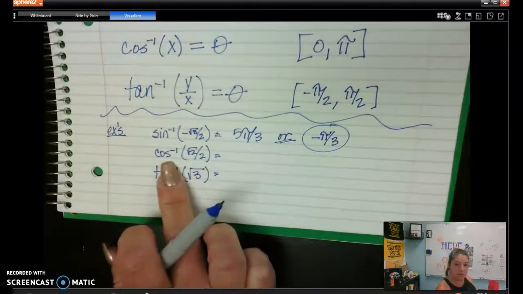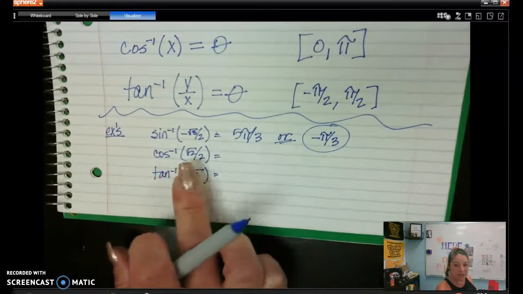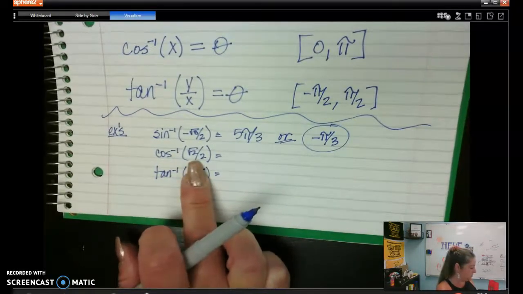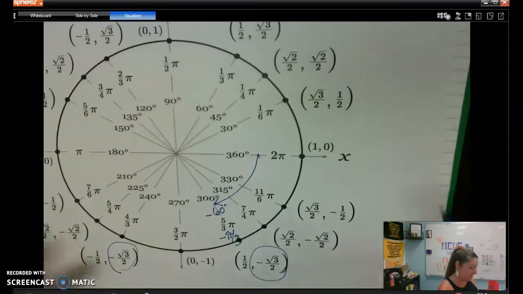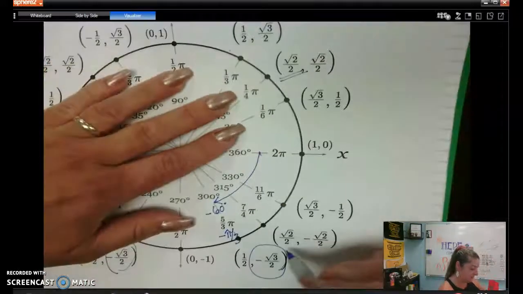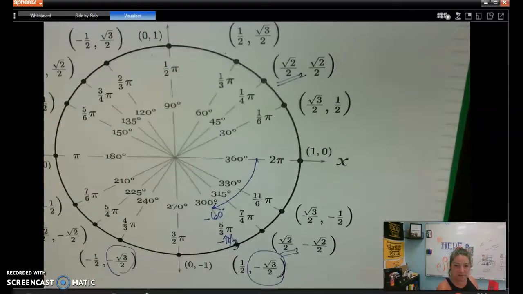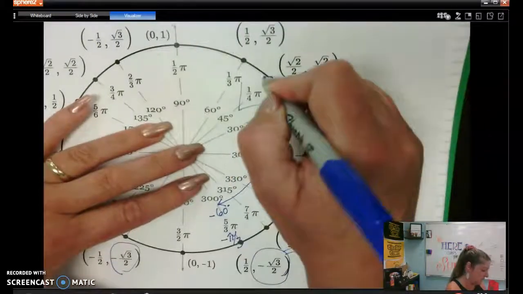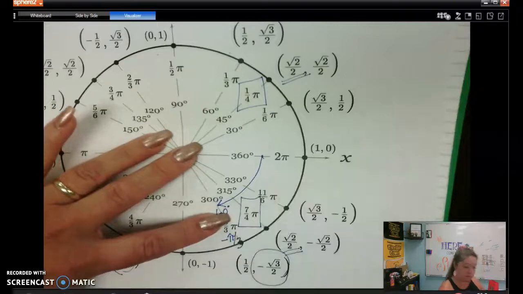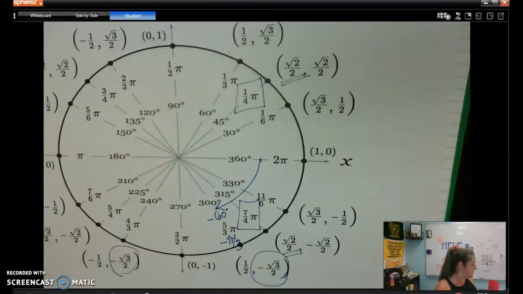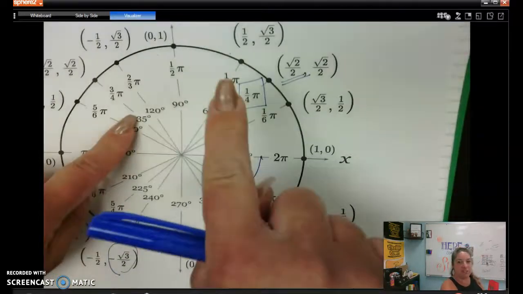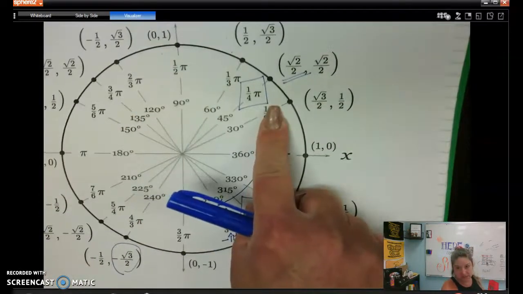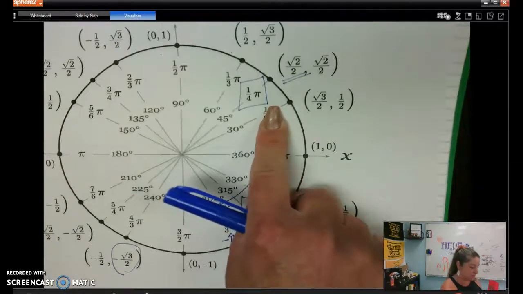All right, let's do the next one. What angle is the cosine a positive root 2 over 2? If we look back at our unit circle, cosine is x. Here it is positive. Here it is down here positive as well. So both of those answers are correct. Pi over 4 and 7 pi over 4 are totally correct. But if you remember, cosine is defined in quadrants 1 and 2. And so the answer that we give is this one. We're going to give the answer as pi over 4.